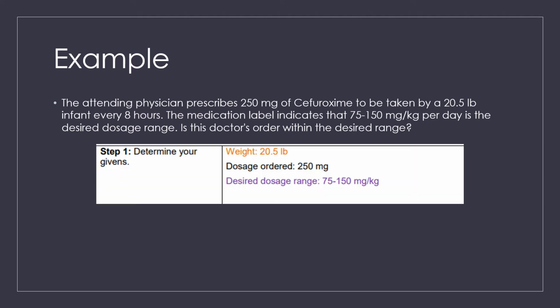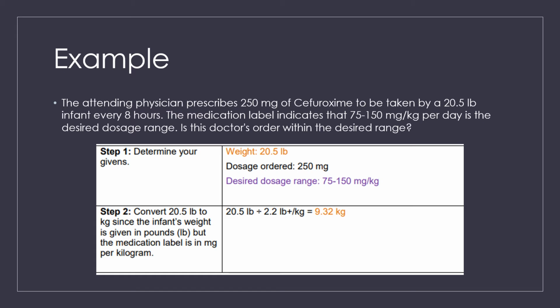So we determine that the weight of the patient is 20.5 pounds, the dosage ordered is 250 mg, and the desired range is 75 to 150 mg per kilogram. And so we convert 20.5 pounds to kilogram, so it's equivalent to 9.32 kilogram.